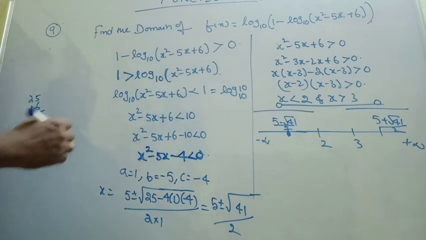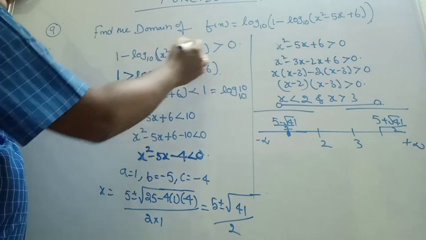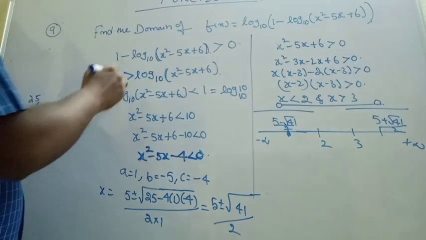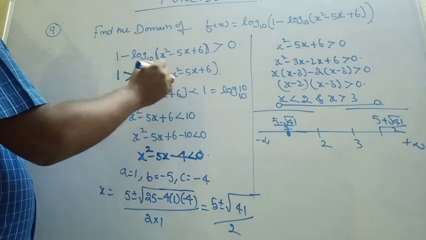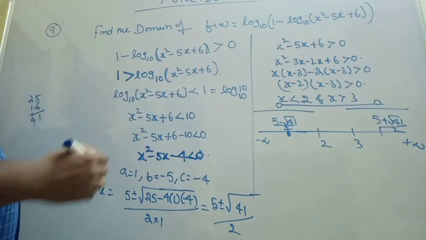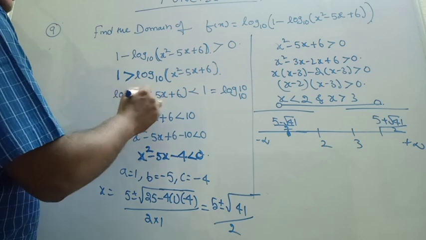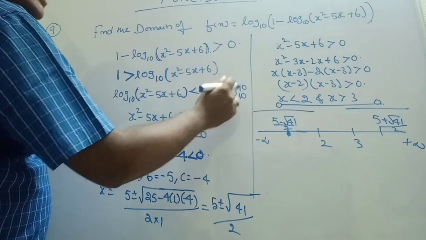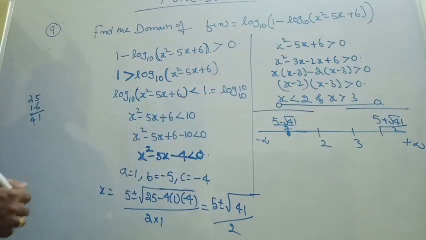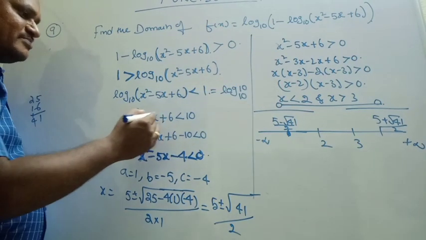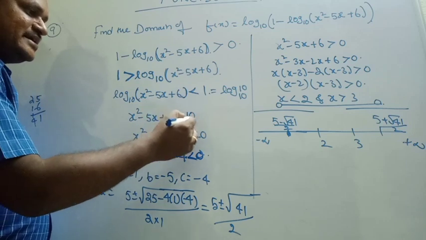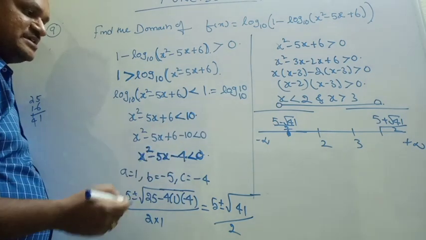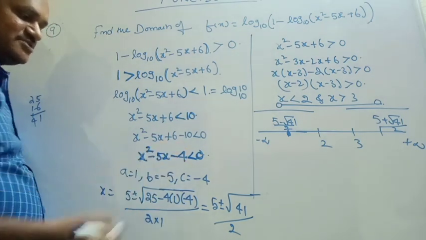Now this problem: 1 minus log to the base 10 of (x square minus 5x plus 6) is greater than 0. That means 1 is greater than log to the base 10 of (x square minus 5x plus 6). Now log to the base 10 of (x square minus 5x plus 6) is less than 1. 1 is nothing but log 10 to the base 10, so we can write it like this. Now x square minus 5x plus 6 is less than 10. This is x square minus 5x plus 6 minus 10 less than 0. Now x square minus 5x minus 4 less than 0.